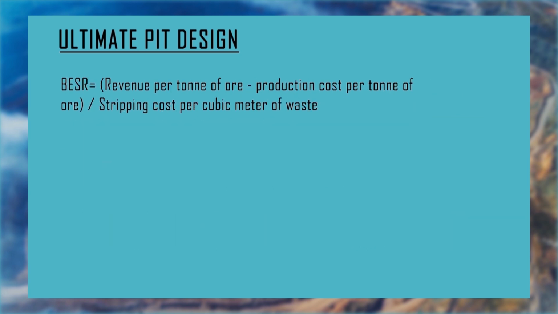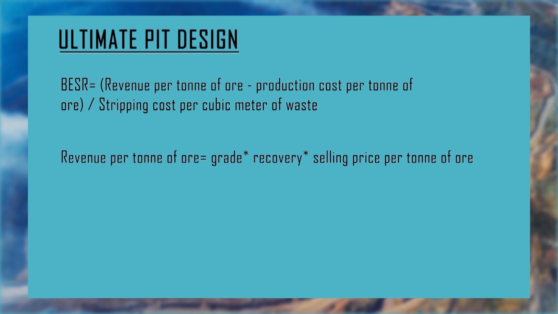Now, revenue from ore can be obtained by ore grade into recovery into selling price per ton. As grade is constant and recovery and selling price of ore are variable, we can control it, and cost of production is mining cost plus processing cost. If mining cost is high, production cost will be high. If processing cost is high, naturally production cost becomes high, and naturally it affects break even stripping ratio.